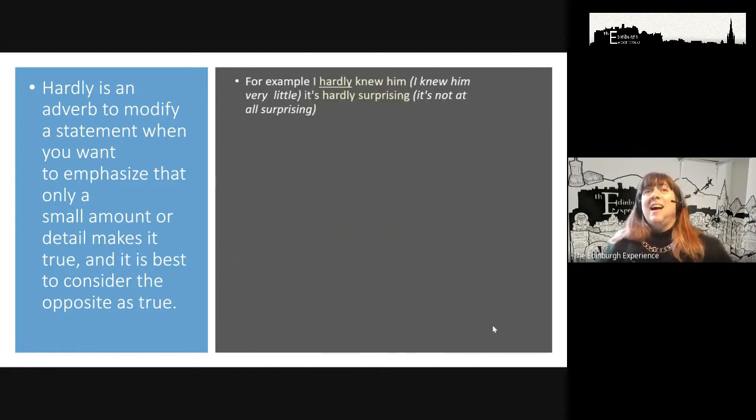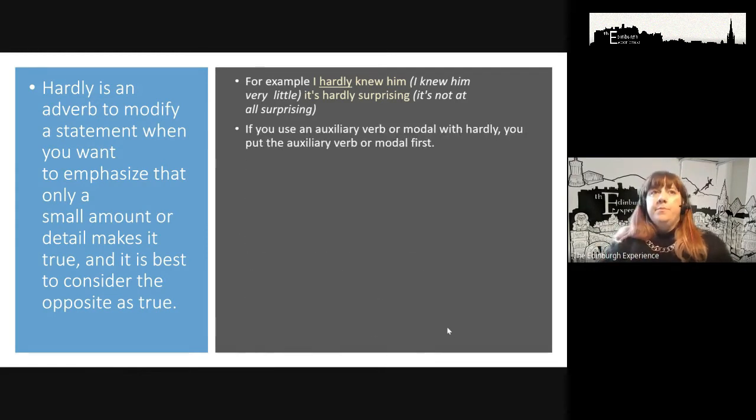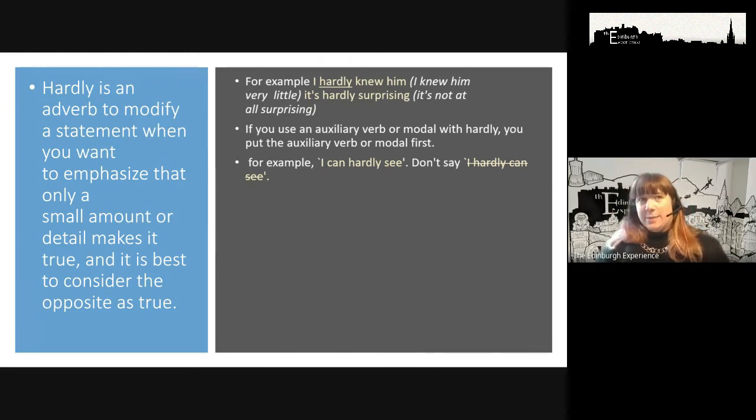If I say, I hardly knew him, it means that I knew him very little. Or if I say, it's hardly surprising, I'm saying it's not surprising at all. If you use an auxiliary verb or a modal verb with hardly, you put the auxiliary or the modal first in the sentence. So it would look like this: I can hardly see. I don't say I hardly can see.